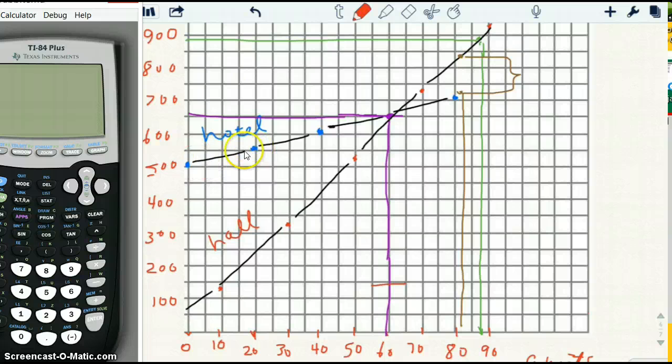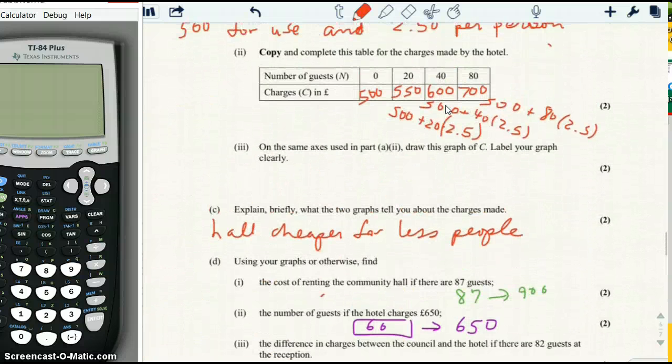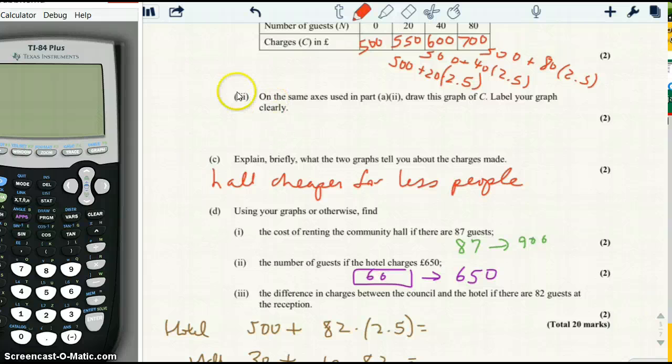So remember, I'm graphing the blue points here for the hotel. So then we draw a black line through it, okay, to show the hotel cost. And remember, the x-axis is the guests and the y-axis is the hotel cost. So we just did that.